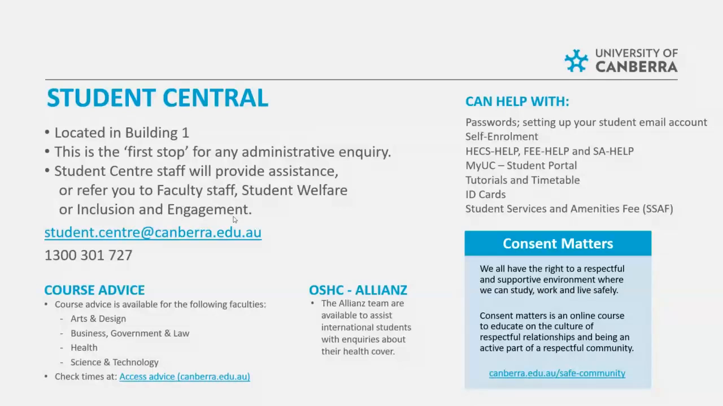Now, how many of you have been to Student Central? One, two, three. Perfect. So the two of you that haven't been, after this session ends, I want you to do that. That is your first stop, because now that you're a student here, you need to have a student ID and a student email, and Student Central will help you with that. Where is Student Central? It's located in building 1. They will help you with anything. You just show up and say, hi, I'm a new student.